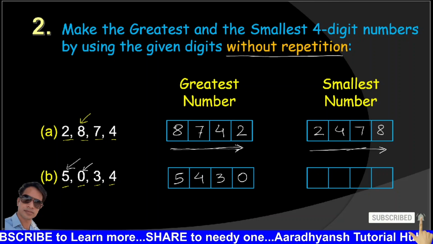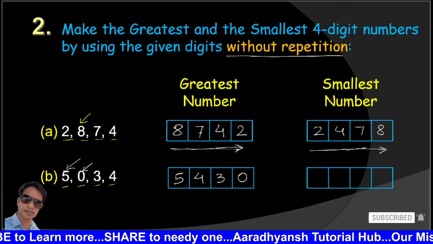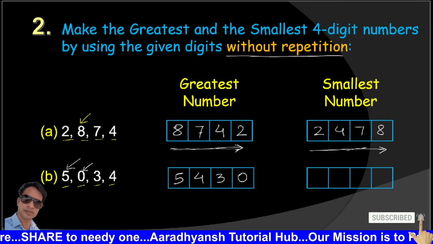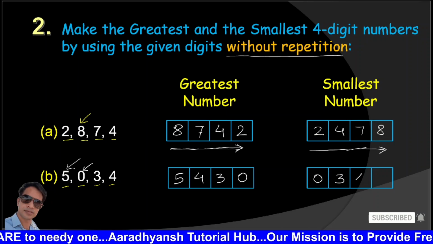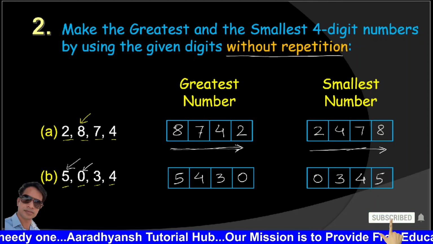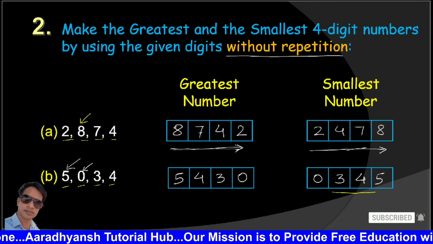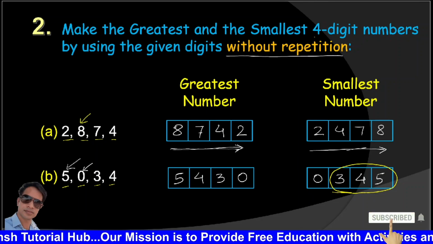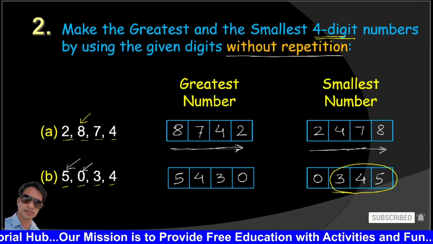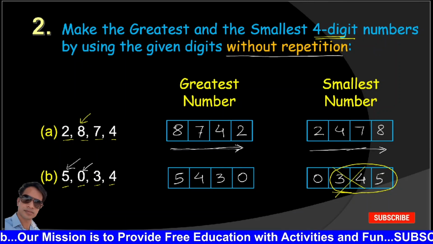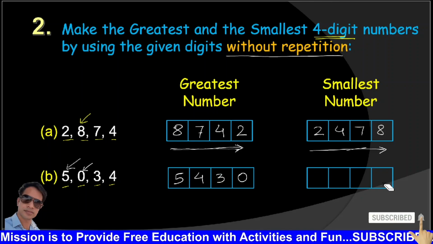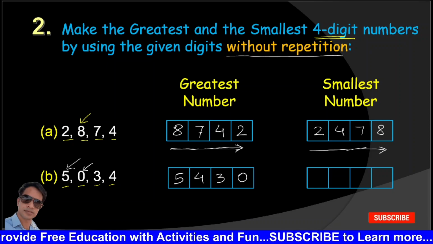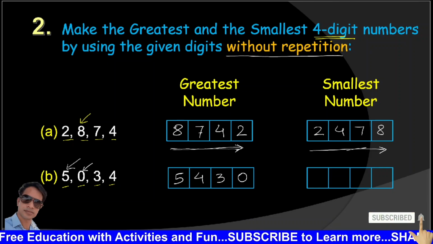Here 0 is smallest, but we cannot begin a number with 0. If we begin a number with 0 like this: 0, 3, 4 and 5, this is only 345, a number having 3 digits, but we have to write a 4-digit number, so this will be wrong. So we cannot start a number with 0. We have to start the number with a non-zero digit.